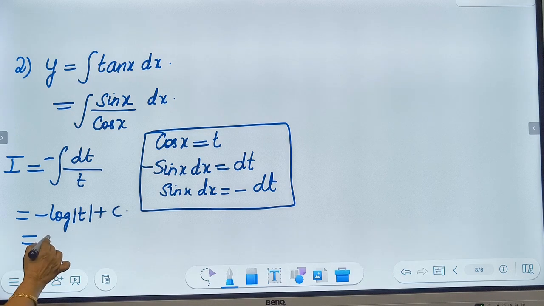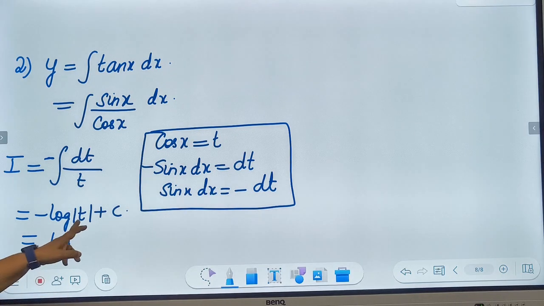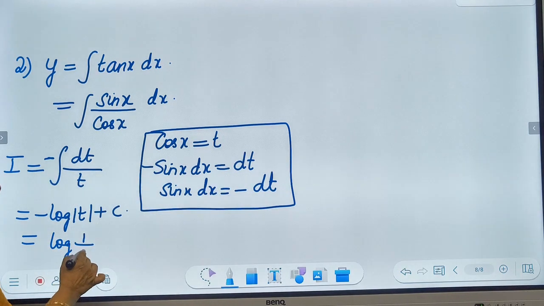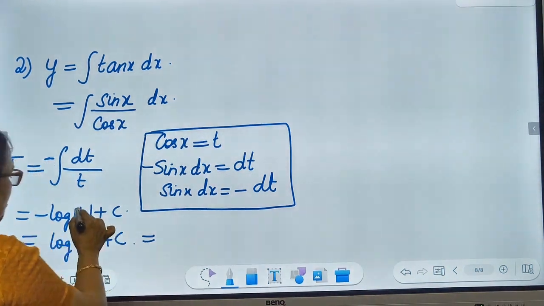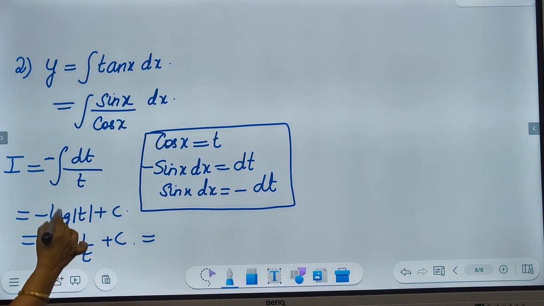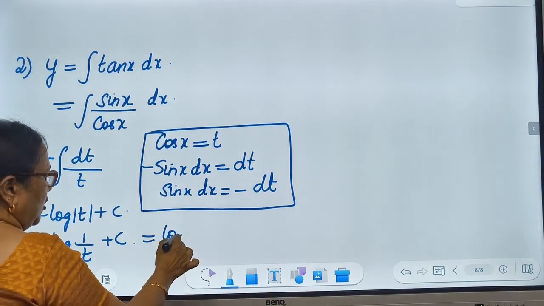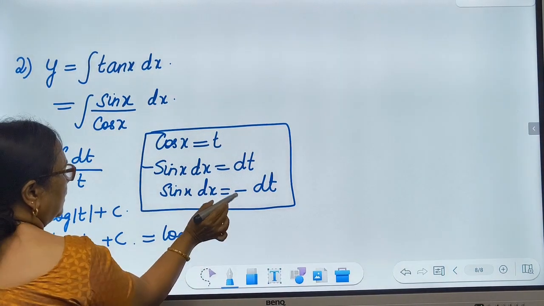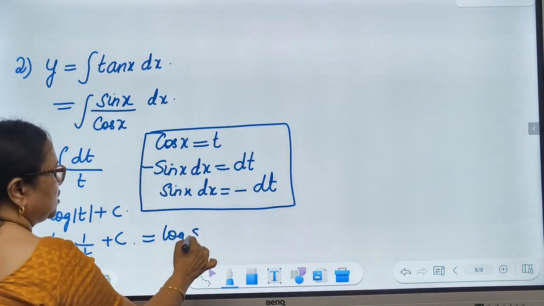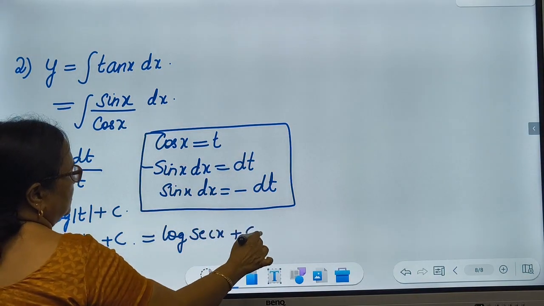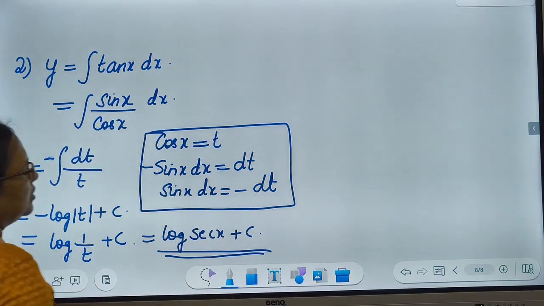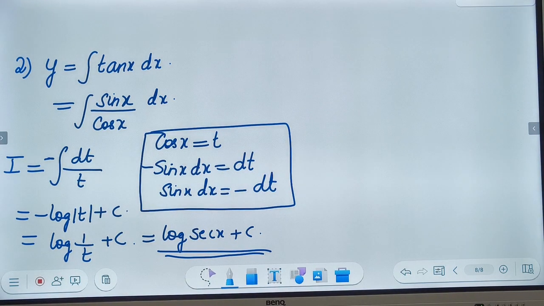If I bring minus 1 inside the log, I will get log t to the power minus 1, which is log 1 by t plus c. This is the properties of logarithms: minus log x is log of 1 by x. This is log of 1 by, what is t? 1 by cos x, which is secant x, plus c. So the answer is log secant x plus c. The integral of tan x dx is log secant x plus c.